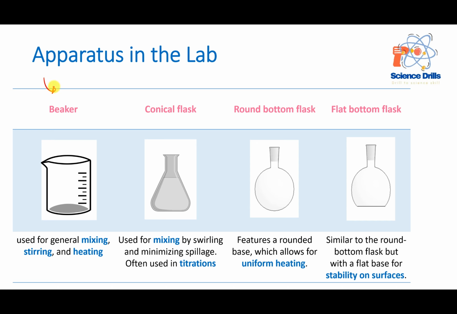Then move on to the containers in the lab. You have the beaker, conical flask, round bottom flask, and flat bottom flask. All of them help to mix the chemicals for chemical reactions. Here, this is the beaker, and this is the conical flask. It is mainly used in titration, and this is the round and the flat bottom flask.